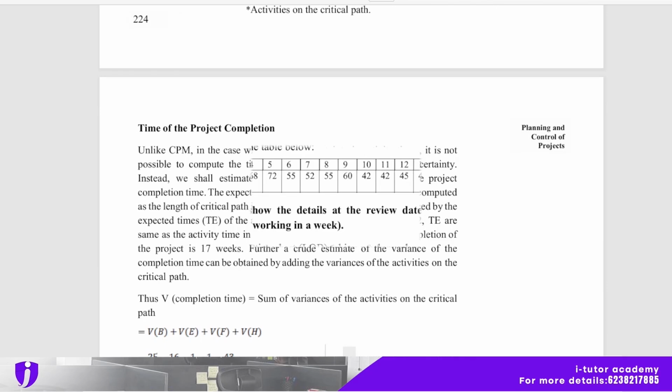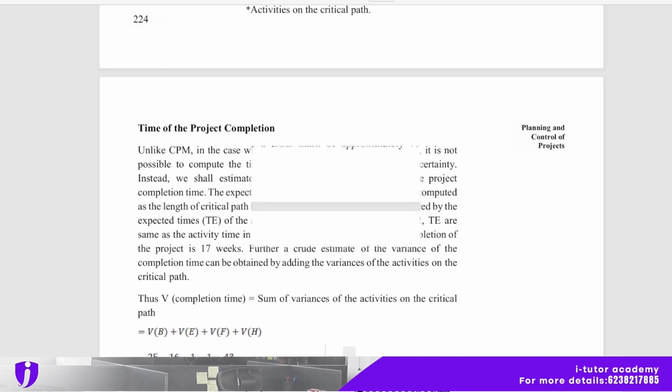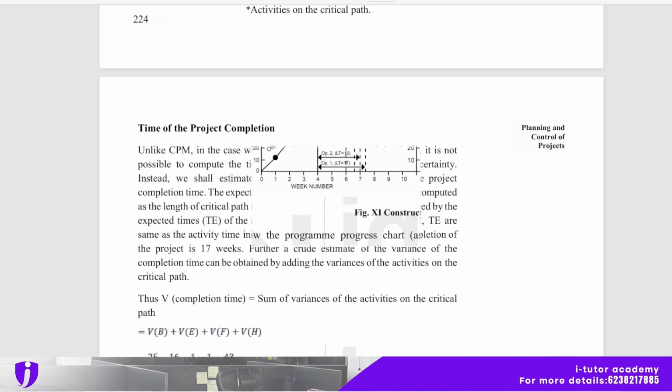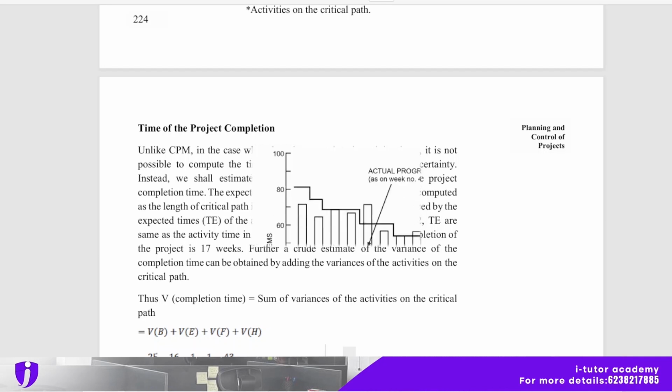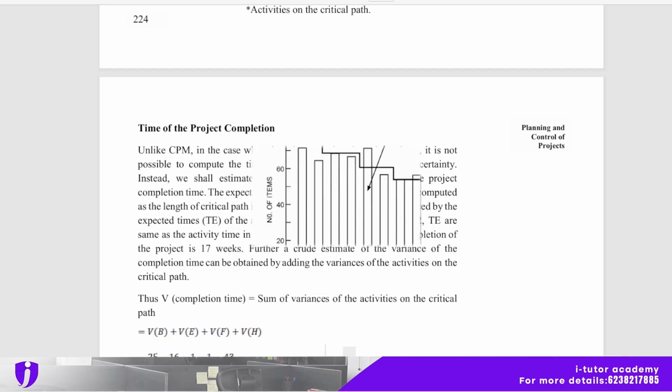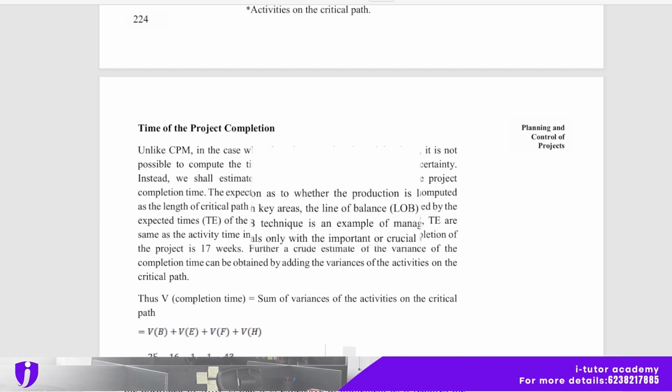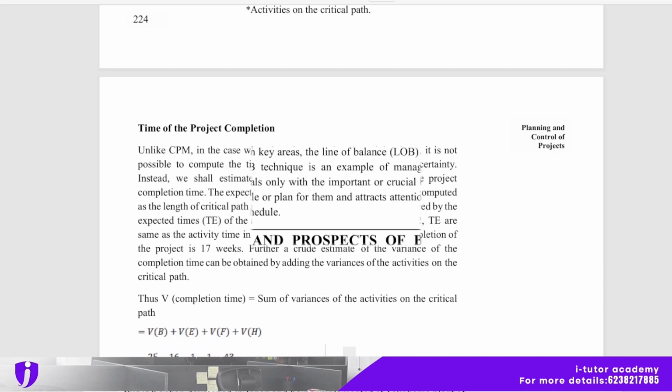Okay, and next is the time of project completion. Unlike CPM, in the case when there is uncertainty in activity time, it is not possible to compute the time of completion of the project with certainty. So instead, we shall estimate the expected time and variance of the project completion time. The expected project completion time, T, can be computed as the length of the critical path in the CPM when activity times are replaced by the expected time of the activity.